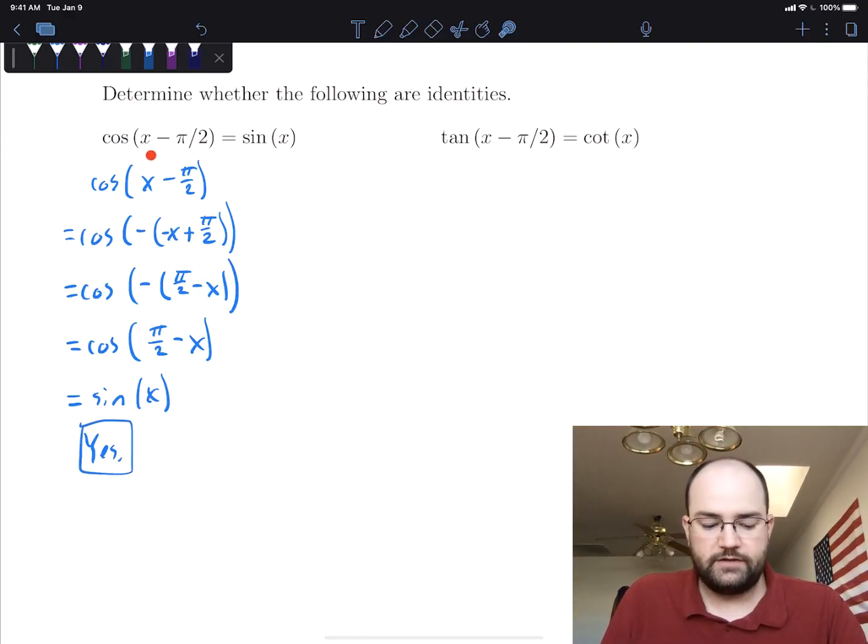So if you flip those two around for cosine and sine in this order, specifically because it's cosine, then yes, this is an identity.